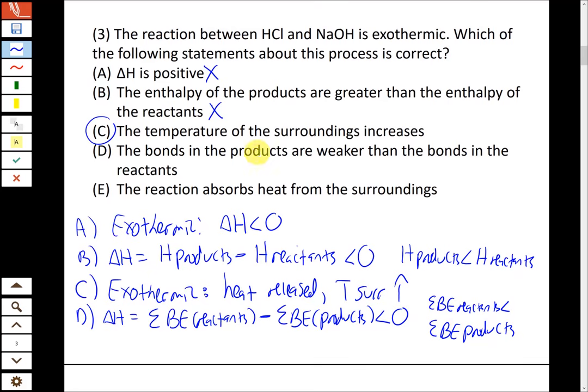And so here it says the bonds are weaker in the products, but that's, again, the opposite of what should be true. Whenever you have an exothermic reaction, you're forming stronger bonds in the products, which is why this number is bigger, and the difference would be negative.